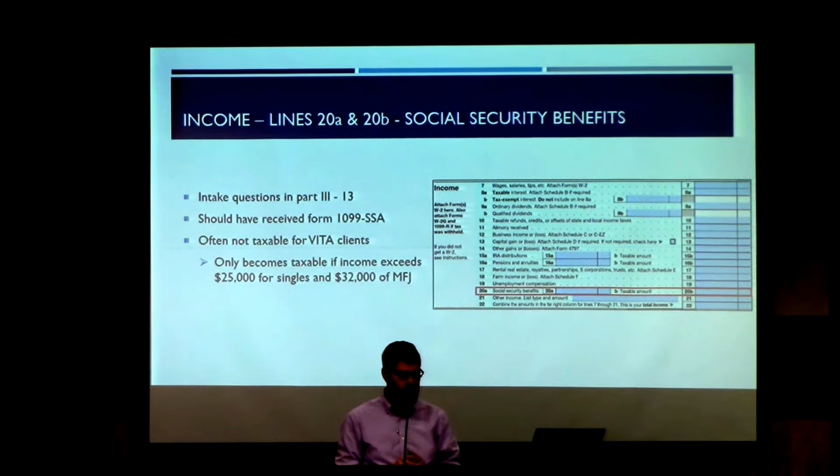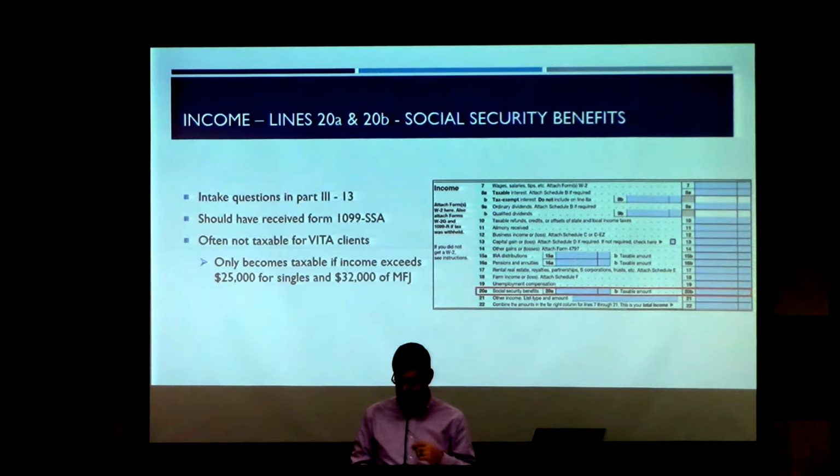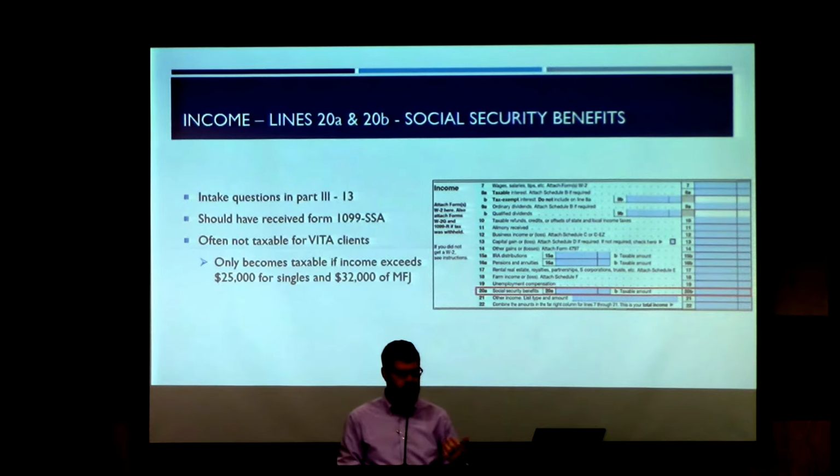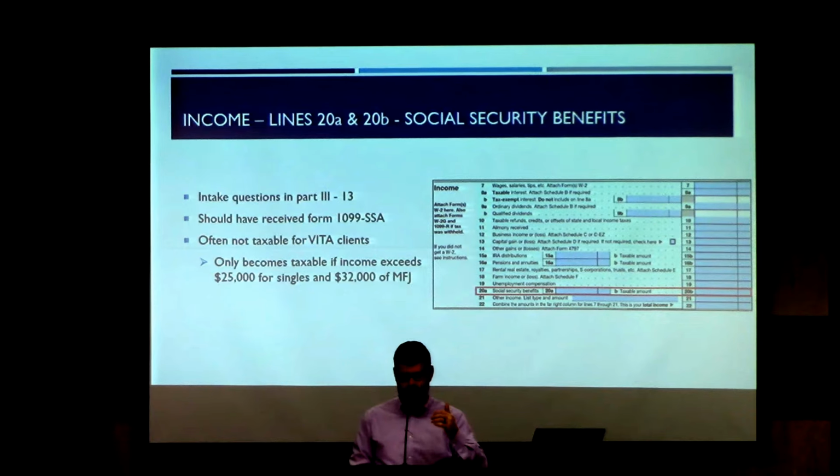Next is Social Security. So this is something that we do see a lot of at VITA. Unlike our pensions, annuities, and interest, there's a portion of Social Security that is taxable versus untaxable, and that is determined by the amount of other income on the tax return. So if a single person has more than $25,000 or a married couple has $32,000 or more, their Social Security will incrementally start to become taxable.